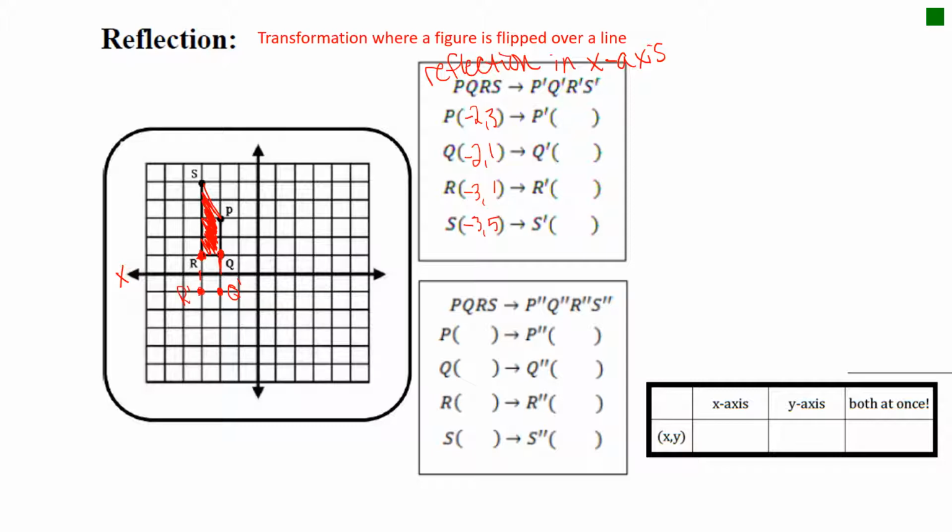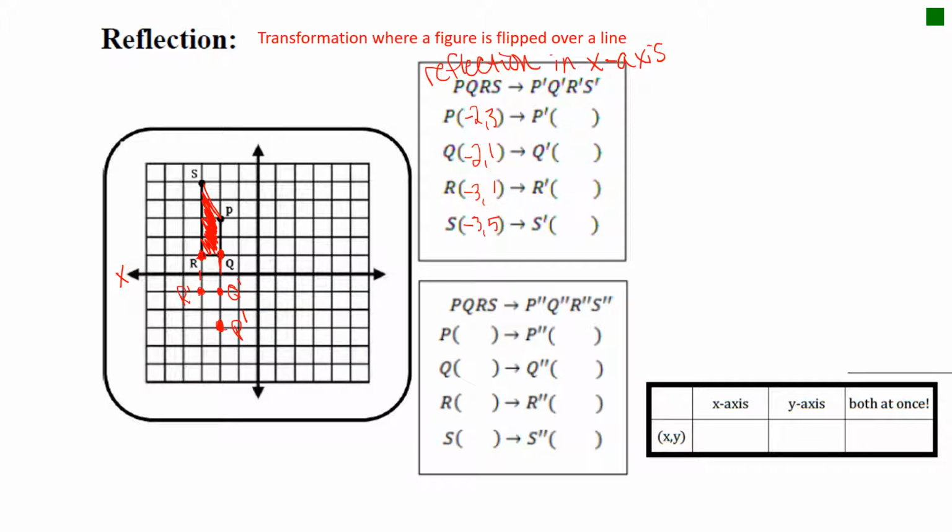Now let's do the last 2 points, S and P. P is 1, 2, 3, 3 units away from the x-axis. So I'm going to go 3 units down from the x-axis. So 1, 2, 3. And it's at that same x value. We don't go left or right anywhere. We just go up and down in this case. And then, let's label that P prime.